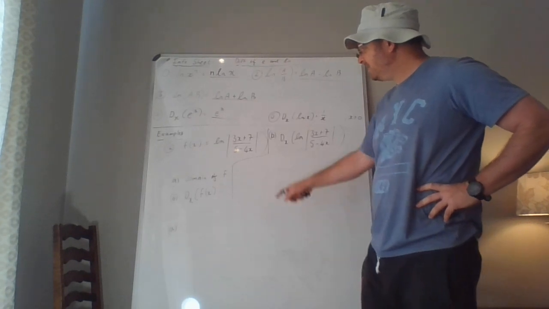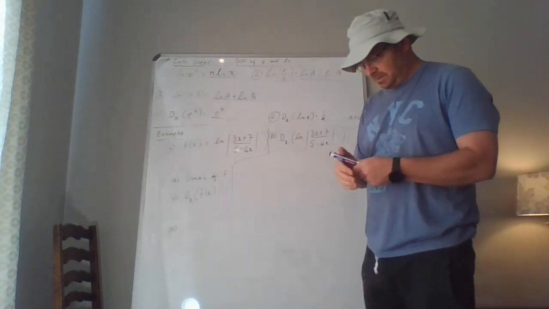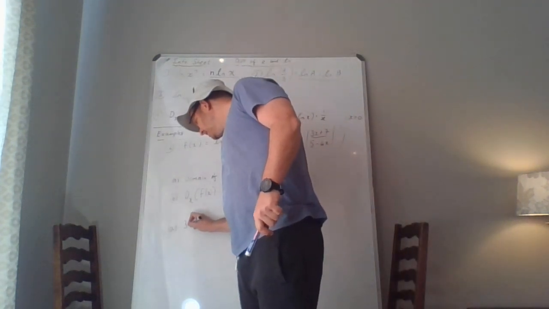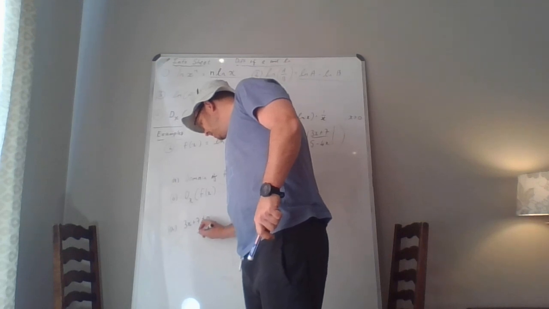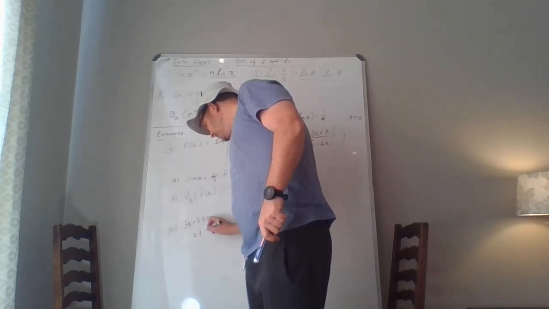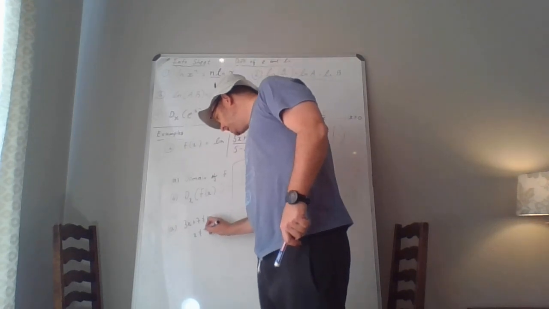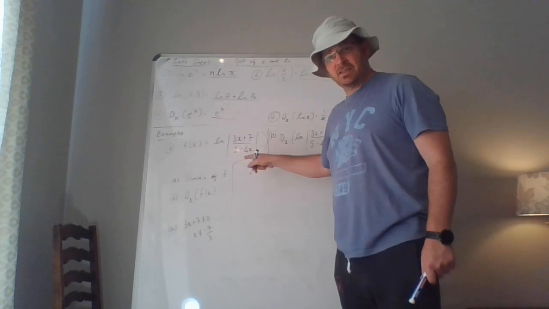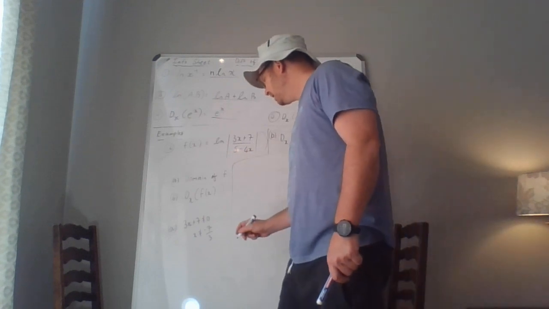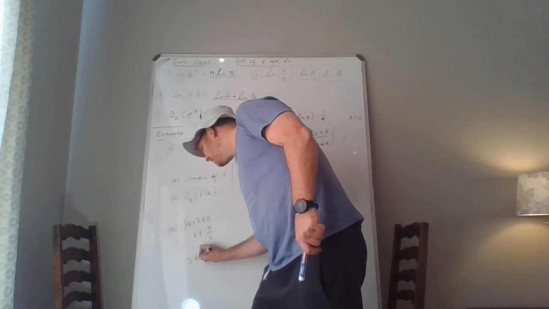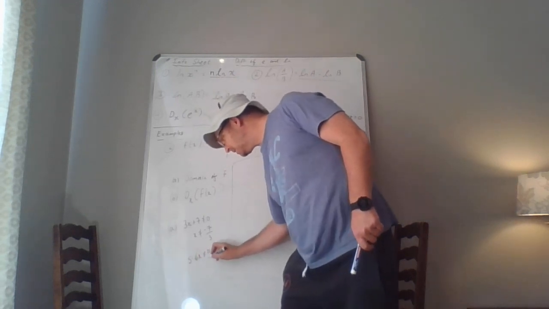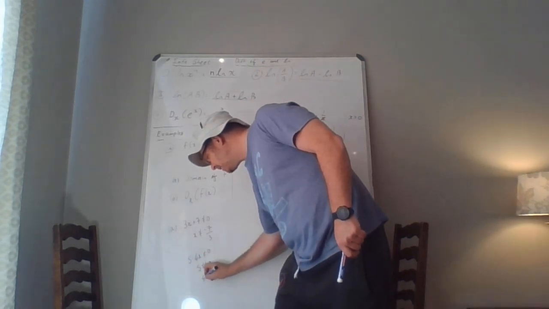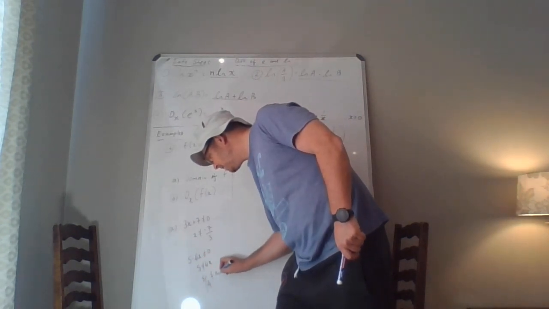So, for the domain, well, the top can't be 0 because log of 0 doesn't exist. So 3x plus 7 cannot be 0. So x cannot be equal to negative 7 over 3. Okay, that's your first restriction. And then the denominator can't be 0 because the whole thing will be undefined. So 5 minus 4x cannot be equal to 0. So 5 cannot be equal to 4x. So 5 over 4 cannot be equal to x.